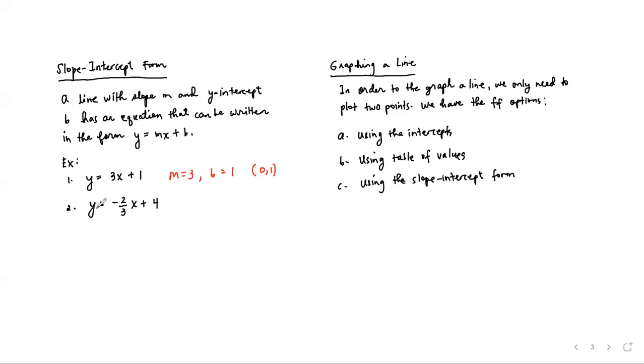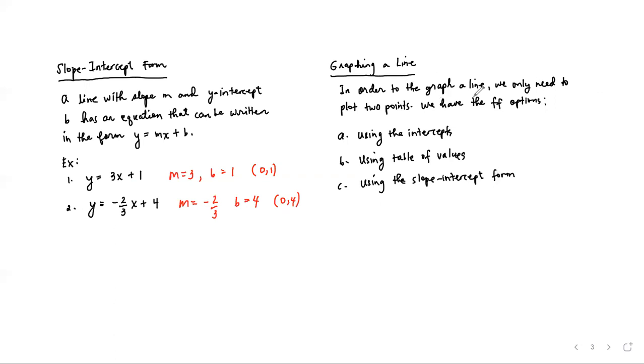Now for our second example, y equals -2/3 times x plus 4. Then here, the slope is -2/3 and the y-intercept is +4. So which means that the point (0, 4) lies on the line. Now to graph a line, we have 3 possible options. So first, we can use the intercepts. Second, we can use a table of values. And third, we can use the slope-intercept form.